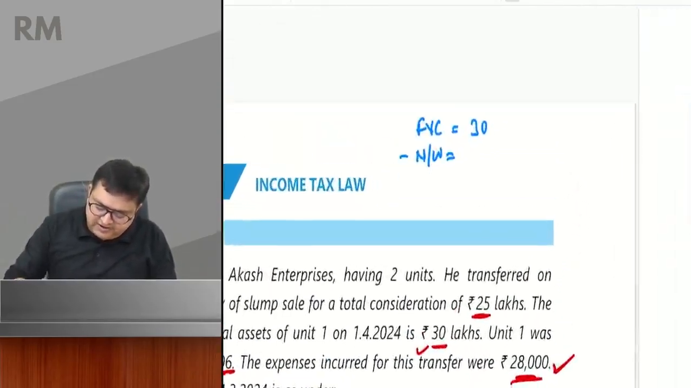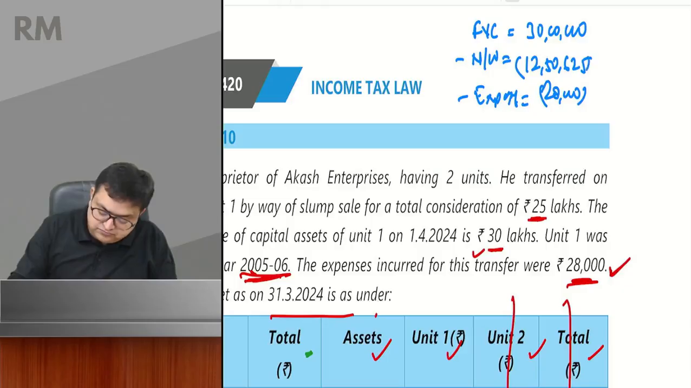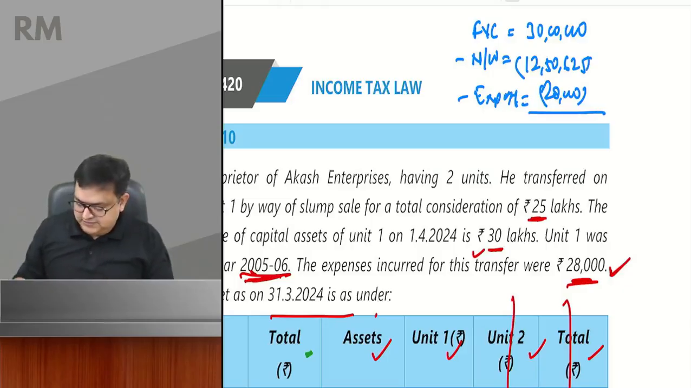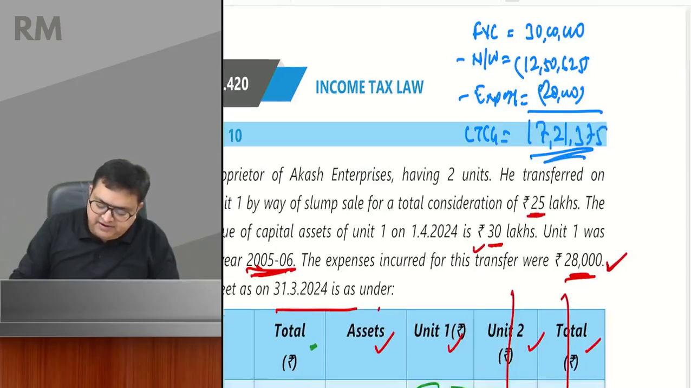Net worth is 12 lakh. Full value of consideration is 30 lakh. Net worth is 12,50,625. And there is some expenses on transfer also, 28,000. Correct. Long-term capital gain 17,21,375. Everybody understood?